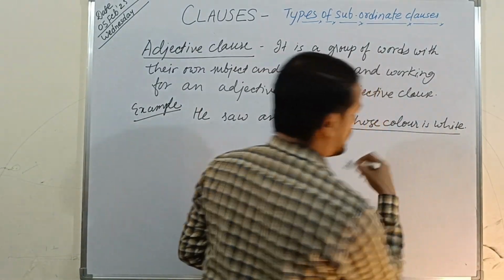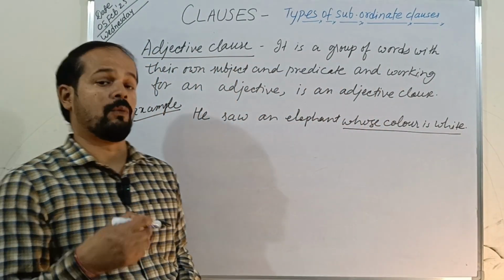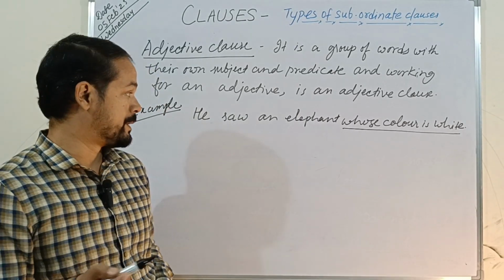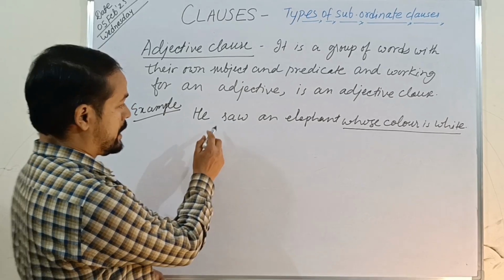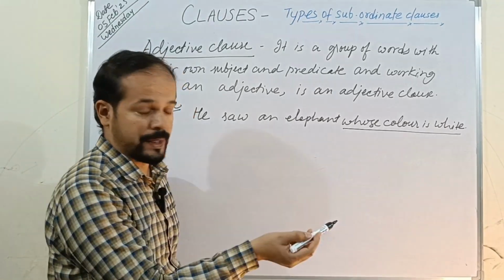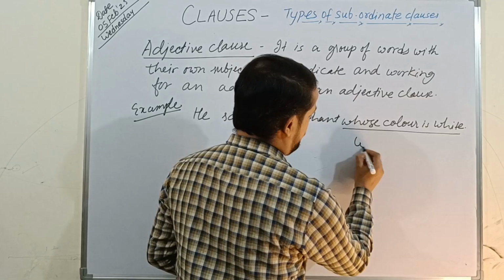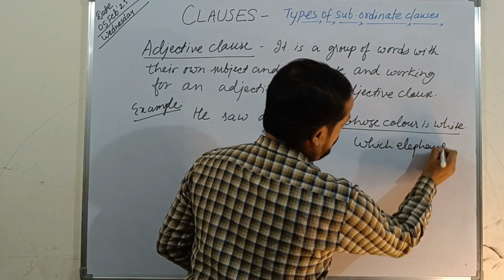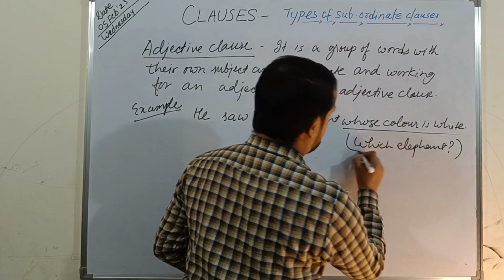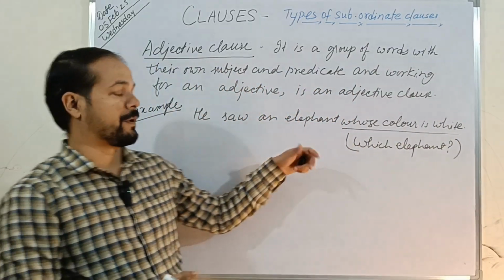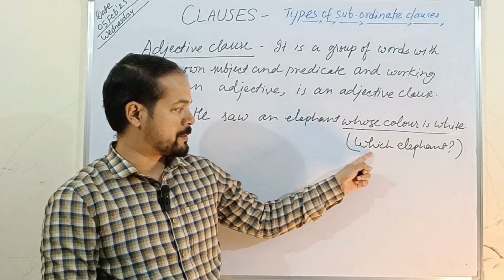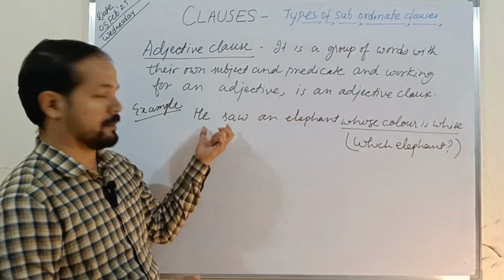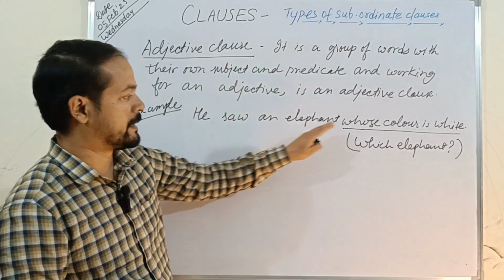Now in this, just like in a noun clause we ask the question what, here we should ask ourselves the question what kind of or which thing is it. So here, he saw an elephant whose color is white. So you can simply ask yourself which elephant. So it is qualifying the elephant here. So this way we can come to know that it is working for an adjective, or it is looking for an adjective. Okay, when we ask ourselves this very short question, you can put it in front of this sentence, which is containing an adjective clause.